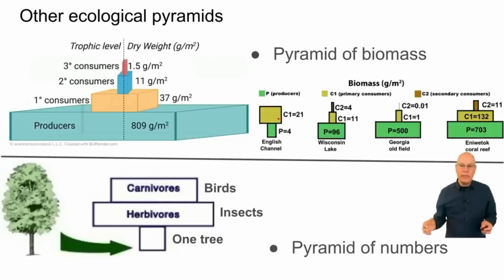There's also a pyramid of numbers, and some of those are pyramidal, but if you think about a pyramid of numbers for a tree, you'll have one tree being the source of food for thousands or millions of herbivores that are in turn being consumed by carnivores. So the pyramid of numbers, not always pyramidal either.